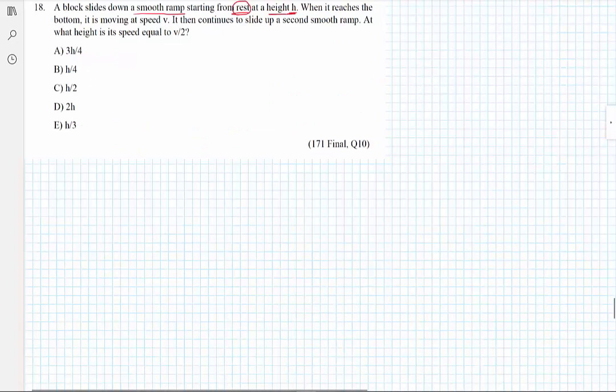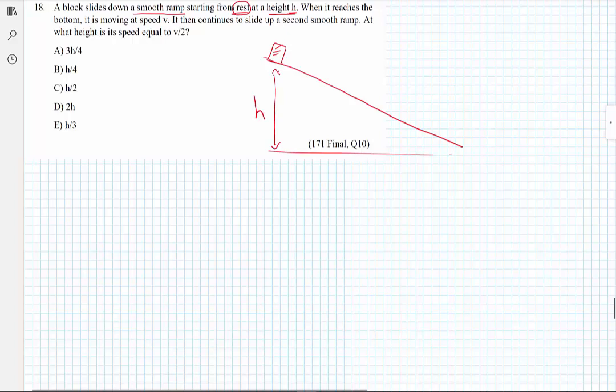So in this problem, a block slides down a smooth ramp starting from rest. So the object is on the top of the ramp, starts from rest at a height, let's say the height is h, and the speed is 0. When it reaches the bottom, it's moving at a speed v. So when it slides down to the bottom, the height will be 0, but it will have a speed v. It then continues to slide up a second smooth ramp. So it will move up on a second smooth ramp.